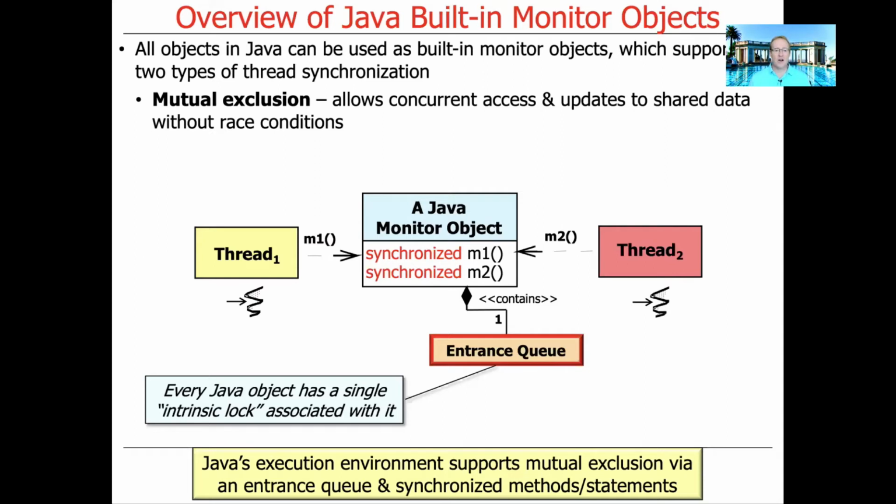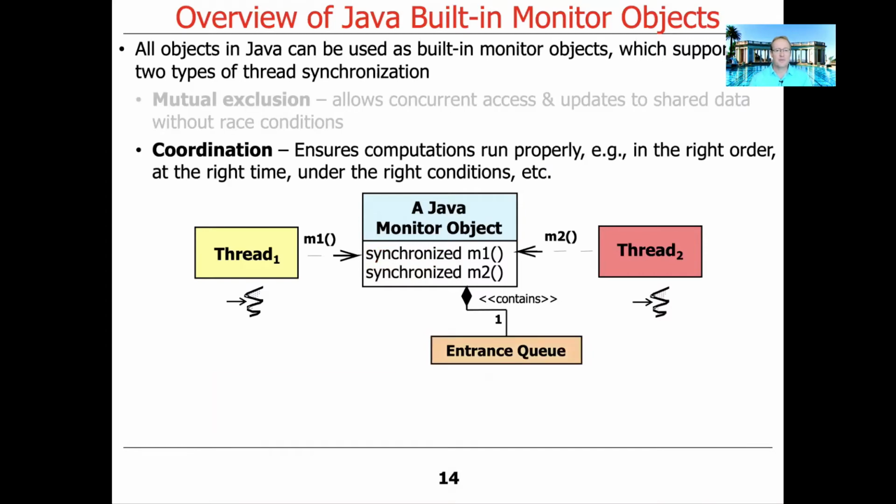And the way that this all works under the hood is that the Java execution environment, be it the Java virtual machine or the Android runtime or whatnot, supports mutual exclusion using this entrance queue, as well as synchronized methods and/or statements. The second capability that a monitor object supports in Java is coordination. And this ensures that computations run properly. And by that, I mean in the right order, at the right time, under the right conditions, and so on and so forth.